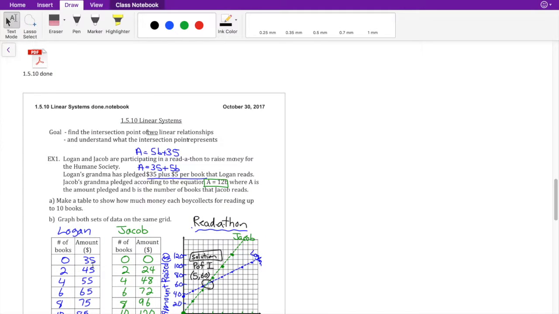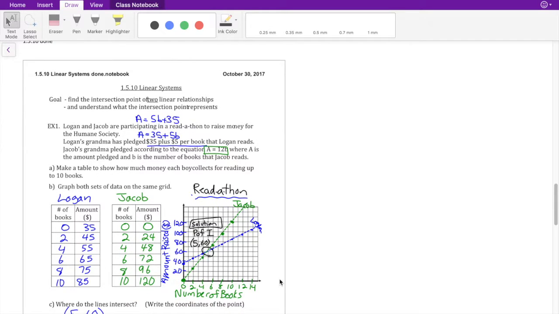So you should have got something that looks like this: 35, 45, 55, 65. If we consider this x comma y, the y value, or the dependent value, depends on how many books you read. Same thing over here. So we have a graph. Jacob is the green and Logan is the blue. The point of intersection we want to write in point form.